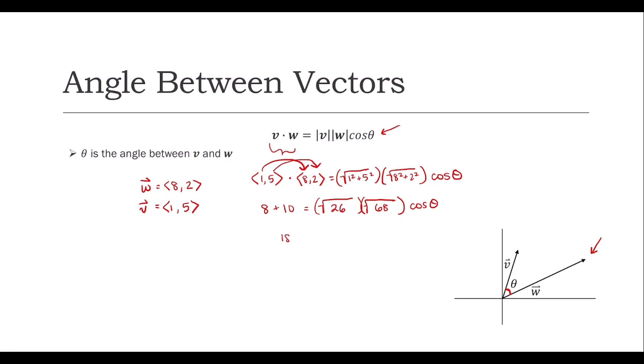So you have 18, and then we'll divide both sides by the square root of 26 times the square root of 68, and that will equal your cosine of theta. We could do more simplifying, or we can just take the inverse cosine of 18 over the square root of 26 times the square root of 68, and that would equal theta. So our angle here would be approximately 64.7 degrees. So that's how you would find your angle.